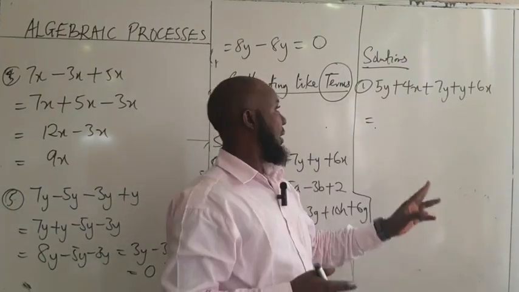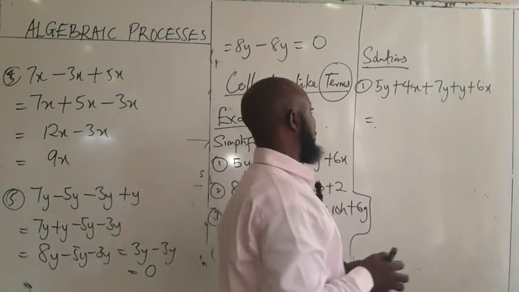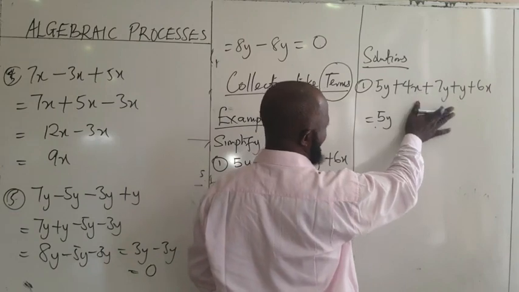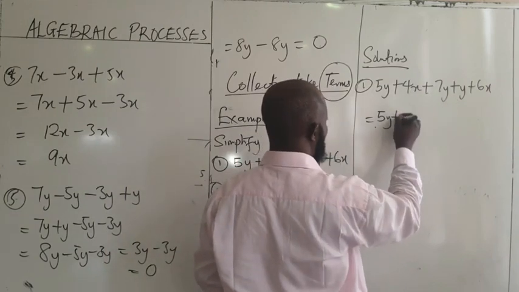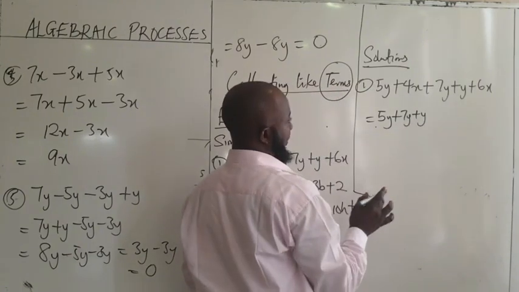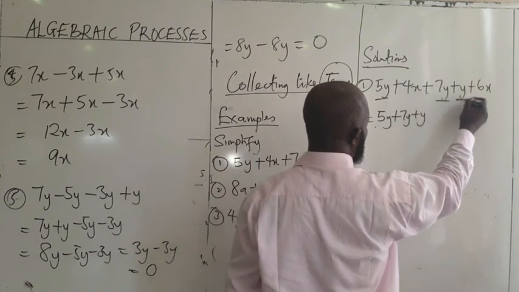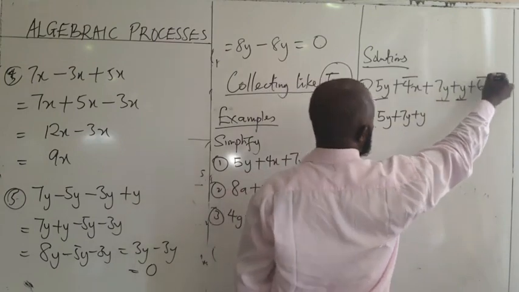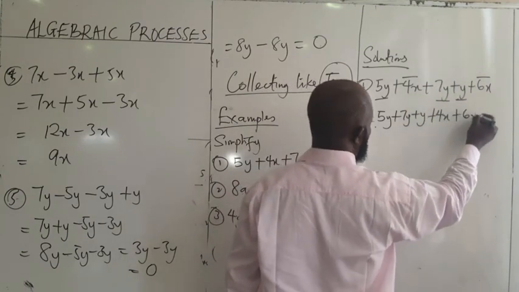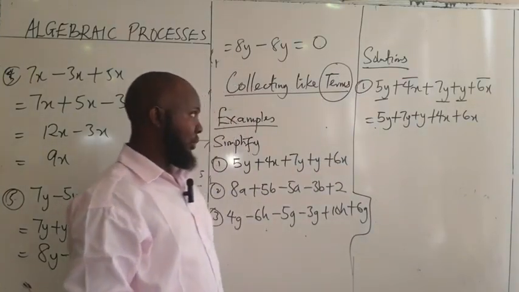Y, bring them together. Then x, bring them together. So that is going to have 5y. The sign before them will not change. Plus 7y plus what? Y. Then we are done with that. We have taken this, this, and this. It remains this and this. That will be plus 4x plus what? 6x. Then perform the operation.